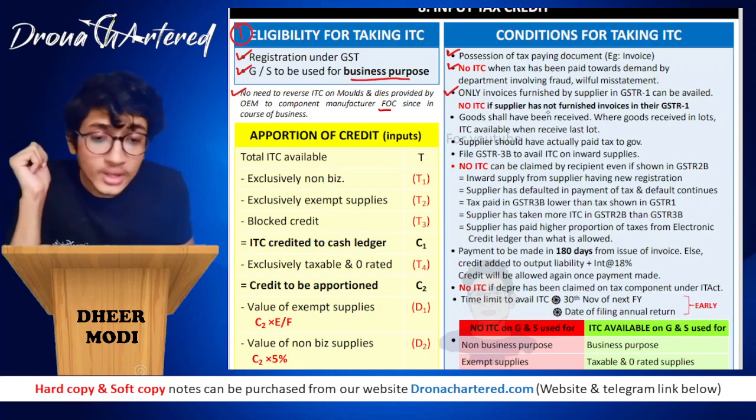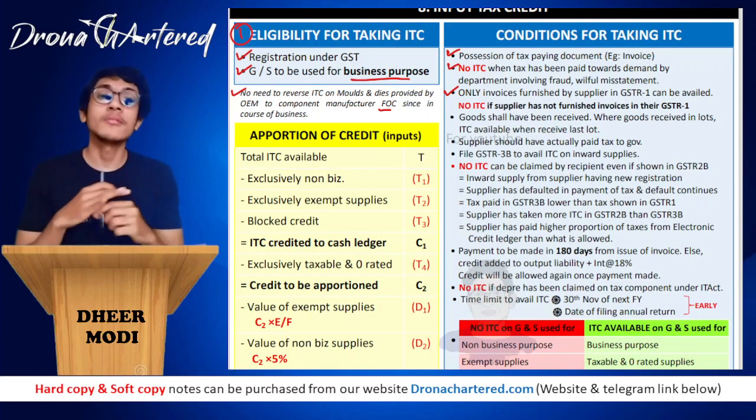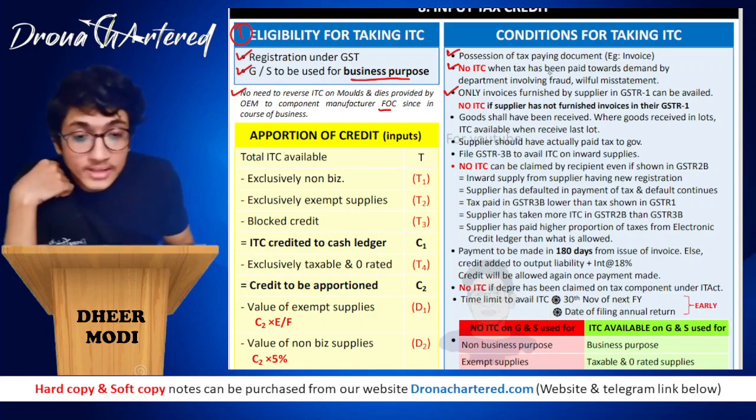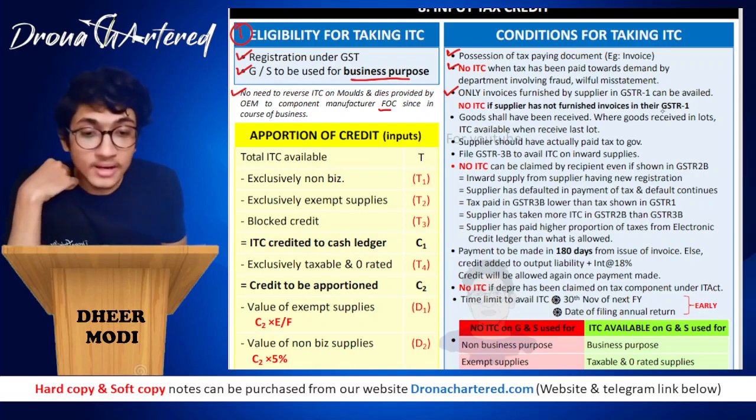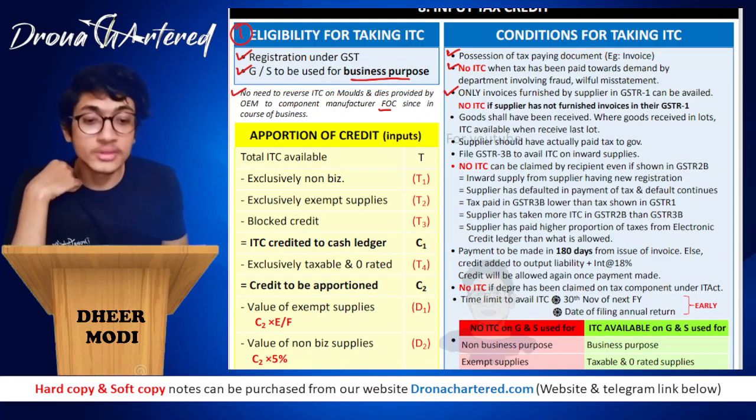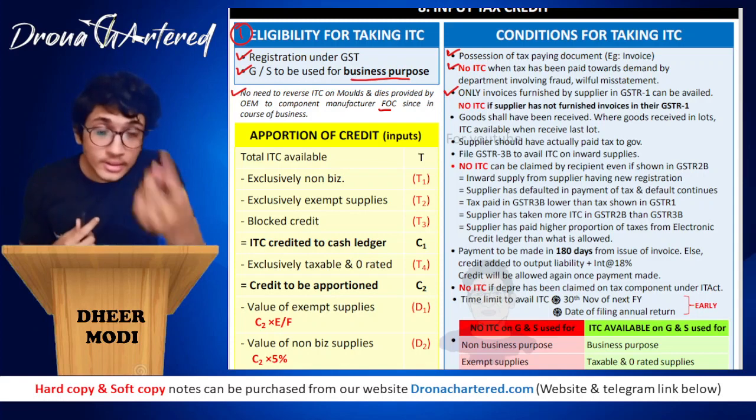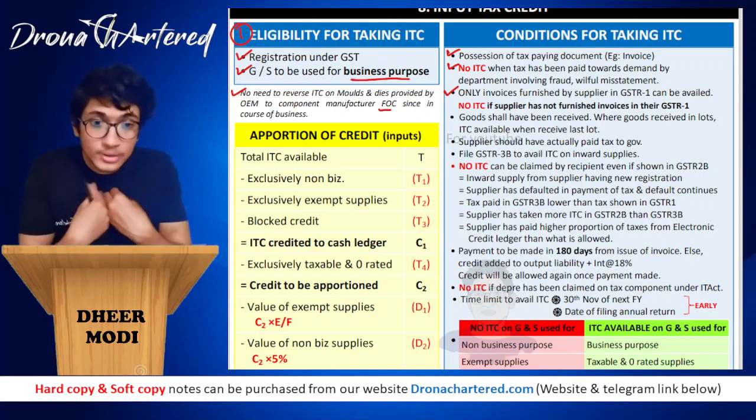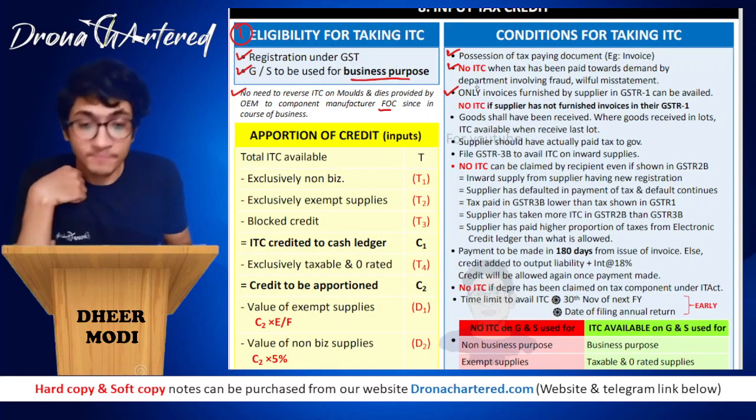Now, next is only invoices furnished by supplier in his GSTR1. So the supplier will furnish GSTR1, that is his outward supplies. So only invoices furnished by supplier in GSTR1 can be availed. No ITC if supplier has not furnished invoices in their GSTR1. So since you are buying from the supplier, only when the supplier shows that, boss, this is my outward supply, will you be given this ITC because this is your inward supply.